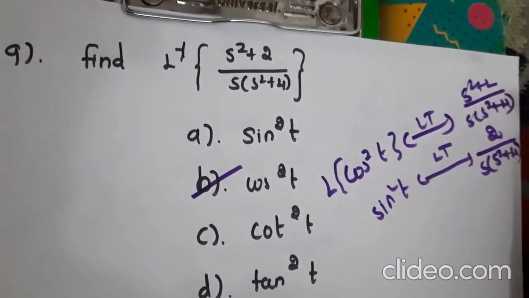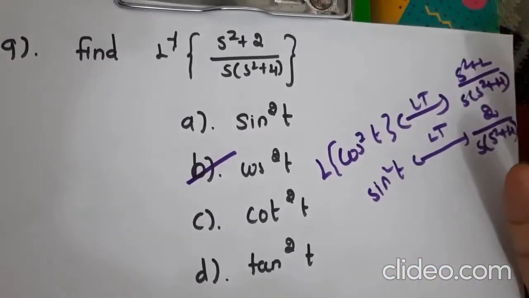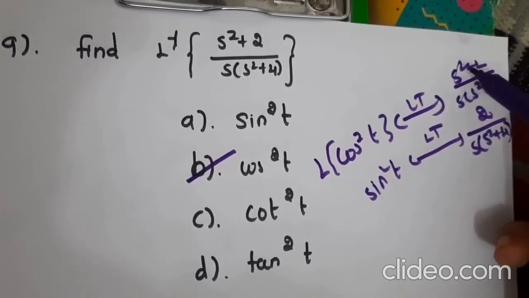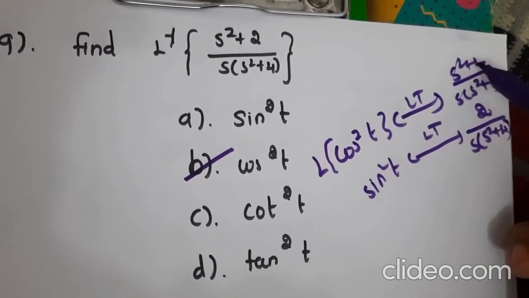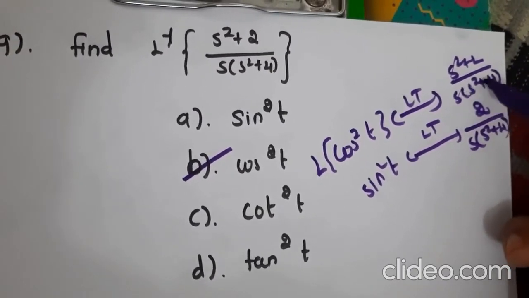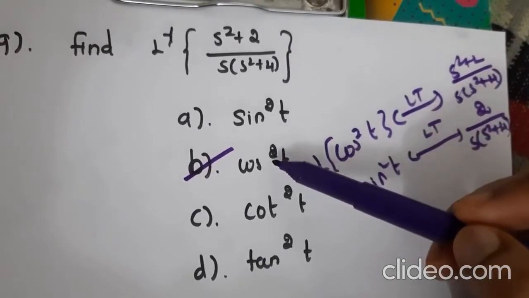We can solve using the inverse Laplace equation, but it takes more time. So we just remember that for cos square t, the Laplace transform is s square plus 2 divided by s into s square plus 4. So the inverse Laplace transform of this one, the answer is B.